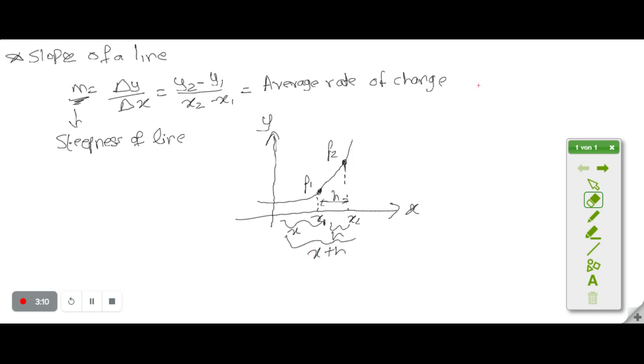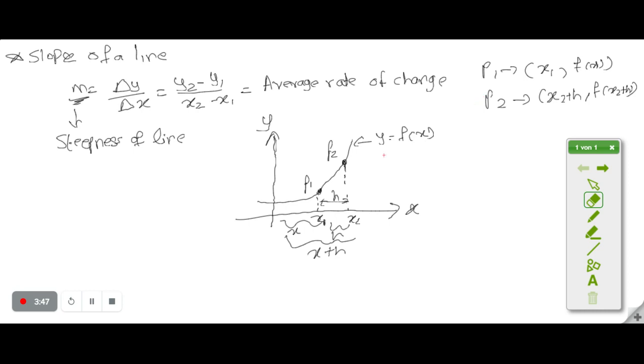In a coordinate system, P1 will be x1, f of x1, because this is a function given by y equals f of x, and P2 will be given by x2 plus h. Remember this, the total distance is x2 plus h, comma f of x2 plus h.